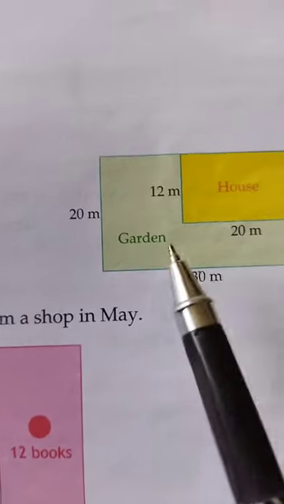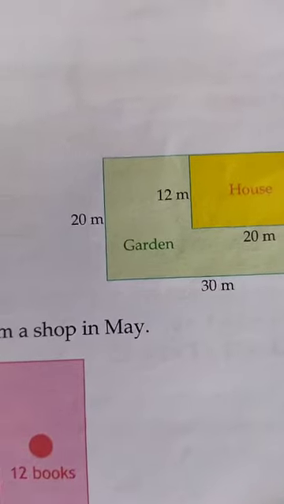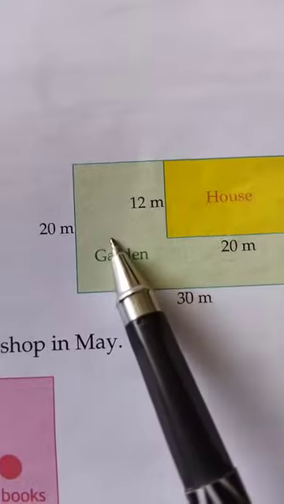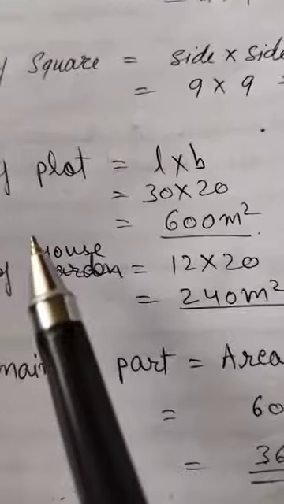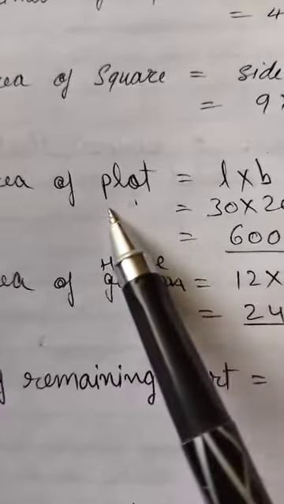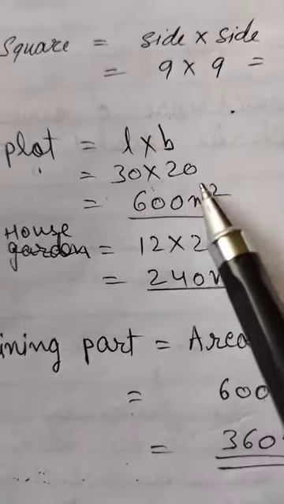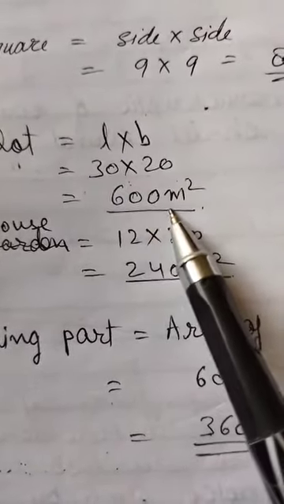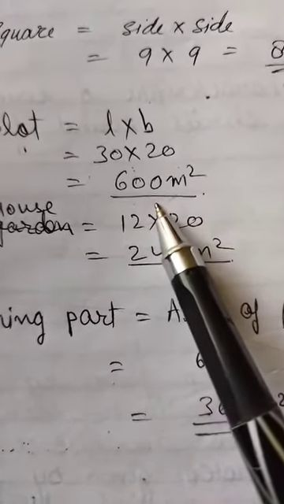So what we will do, first of all, you will find out the area of whole plot. Then area of house. Then you will subtract both the areas and you will get the area of garden. See how. Area of plot is equal to L into B. L is 30, B is 20. So 30 into 20, you will get 600 meter square. This is the area of plot a family bought.